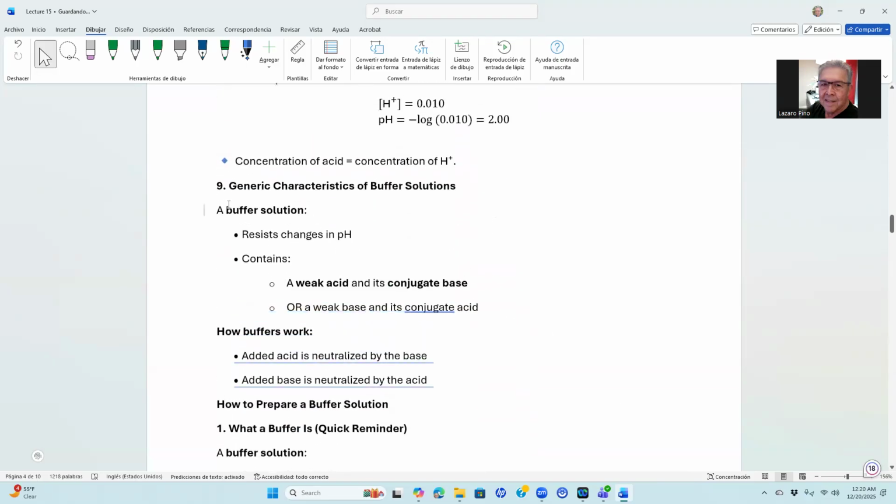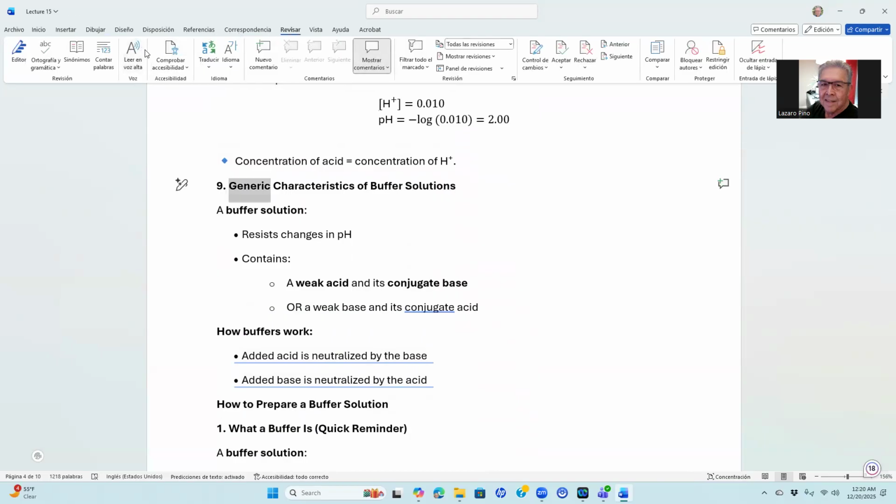All right, let's see the generic characteristics of a buffer solution. What is a buffer solution? Generic characteristics of buffer solutions. A buffer solution resists changes in pH, and contains a weak acid and its conjugate base, or a weak base and its conjugate acid. How buffers work: added acid is neutralized by the base.